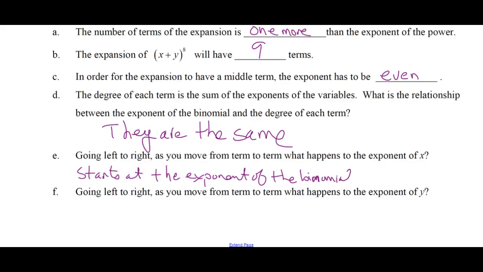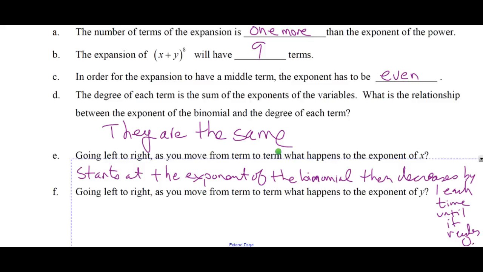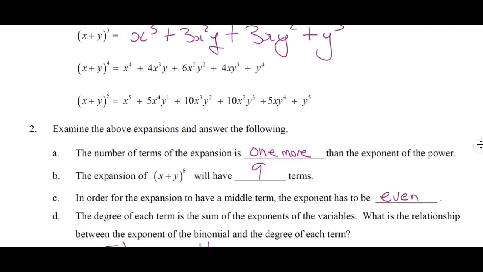Then decreases by 1 each time, decreases by 1 each time until it reaches 0. Okay, so if we look at the fifth, it starts at x to the fifth, next term x to the fourth, next term x cubed, then x squared, then x to the 1, and then no x. But no x we could think of as x to the 0, right? That would just be a 1.